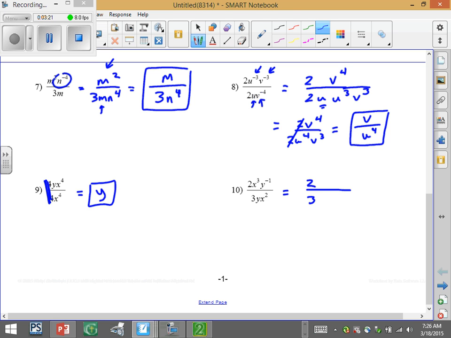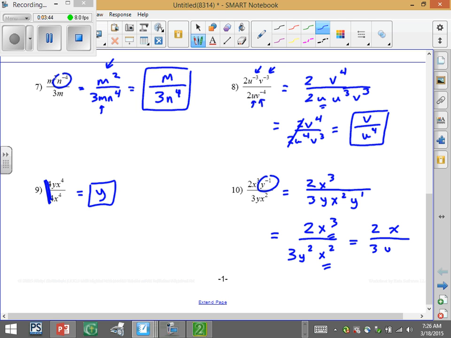Here, the 2, the 3, the x to the third, the y x squared, all that stays put, but I need to move this y to the negative first into the bottom. So we end up with 2x to the third. There are now 2 y's in the bottom and 2 x's. I've got x's in both the bottom and top, so let's start simplifying. If everything canceled, I'd end up with 1 in the top, none in the bottom, but the 3 and the y squared would still be in the denominator.